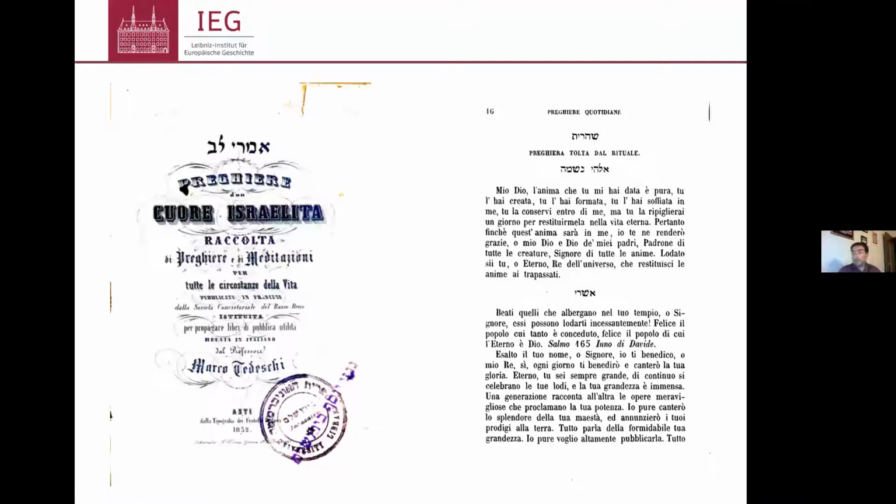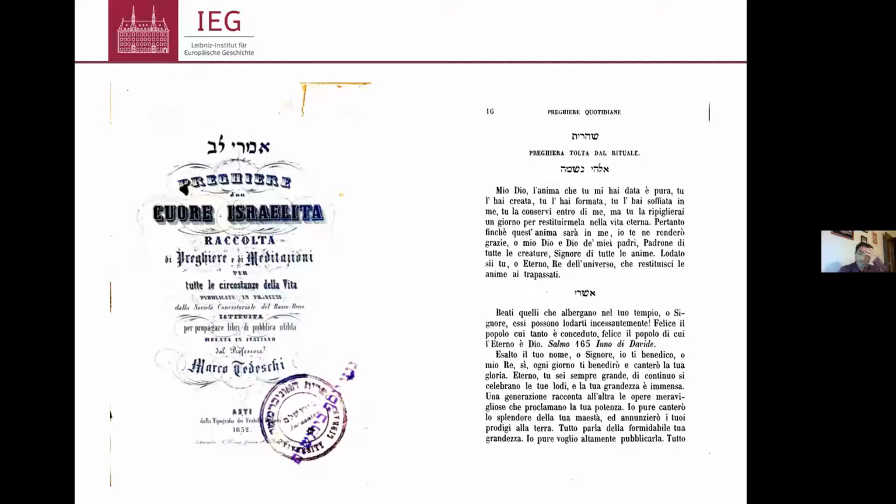Among them, some of you might know about it and recognize it. The most noteworthy is Rabbi Marco Tedeschi's Imre Lev, Preghiere di un cuore israelita, published in this case by Paglieri in Asti in 1852, which is actually the translation of a prayer book in French published by the Rabbi of Strasbourg in 1848. This prayer book was entirely in Italian, except for the title itself and for the headers of the different prayers, which were left in Hebrew, at times transliterated.